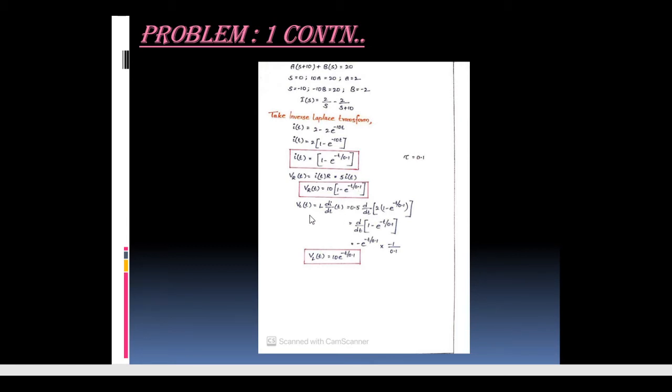Similarly for VL of t, you could write the equation as L into di of t by dt. So whenever inductance comes, it's di of t by dt. Once you substitute this I of t here and differentiate, you get the final expression of VL of t as 10 into e power minus t by 0.1. So this is the problem 1. We have found out I of t, VR of t and VL of t.